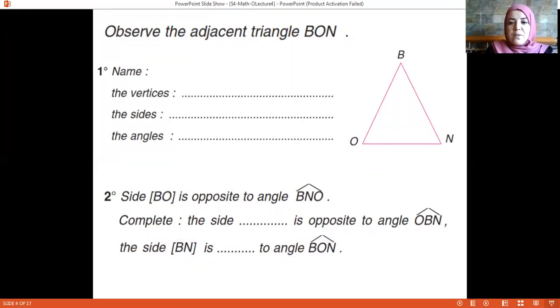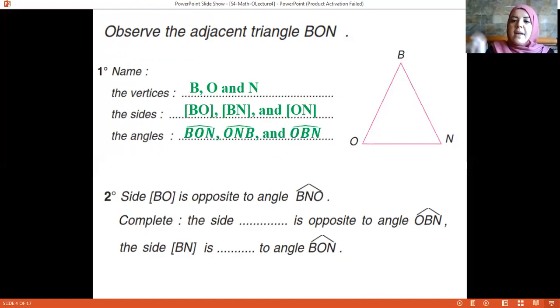First of all, the three vertices of triangle BON are B, O, and N. Now the sides are BO, BN, and ON. So three sides and three angles. What are the angles inside this triangle? The first angle is BON, ONB, and OBN, so three angles.